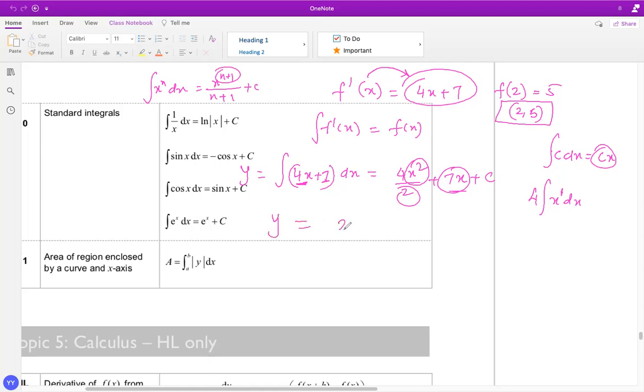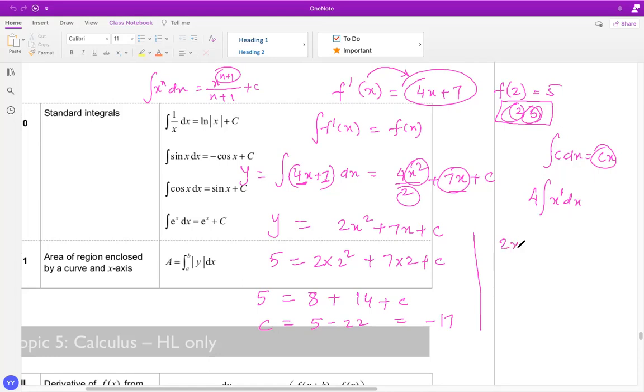So let's say I got the expression 2x squared plus 7x plus c. Now you can input x is 2 and y is 5. So 5 equals 2 times 2 squared plus 7 times 2 plus c. So what you get is 5 equals 4 times 2, 8, plus 7 times 2 is 14, plus c. So you get c is 5 minus 22, which is negative 17. So you get the exact expression, which is 2x squared plus 7x minus 17. This is your function expression for this derivative.